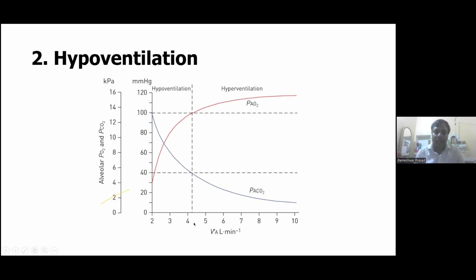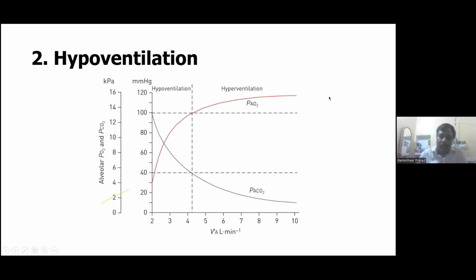There is a critical value below which, if alveolar ventilation comes down, the PaO2, that means alveolar partial pressure of oxygen, will precipitously come down. That will again cause severe hypoxemia very rapidly. At the same time, hypoventilation also causes rise in PaCO2 level rapidly. So in hypoventilation, PaO2 level will go down and PaCO2 level will go up.